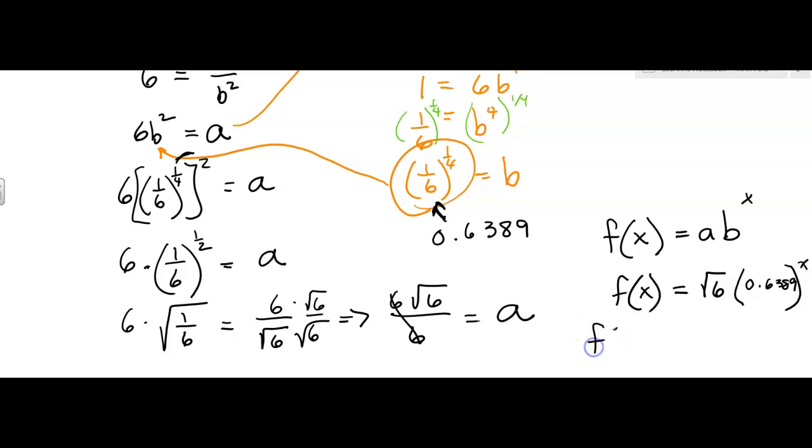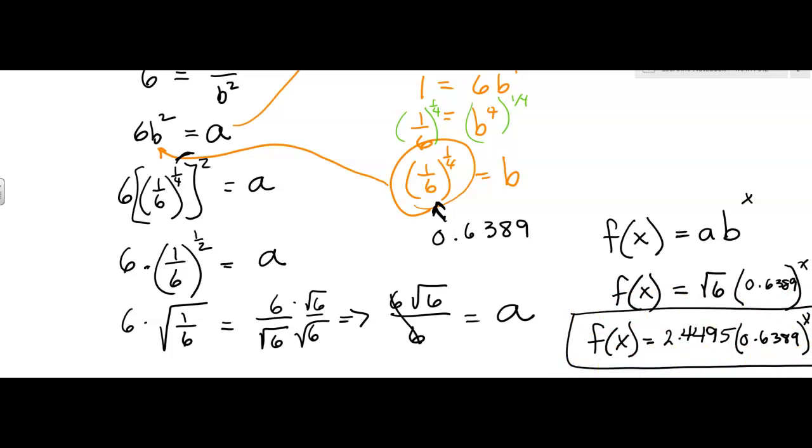Now I'm going to rewrite this. It turns out that they did, instead of putting the square root of 6, they put the decimal for it. So let's just check and make sure. So it's 2.4495. And then that's going to be times 0.6389 to the power of x. And then that would be the equation for the function.